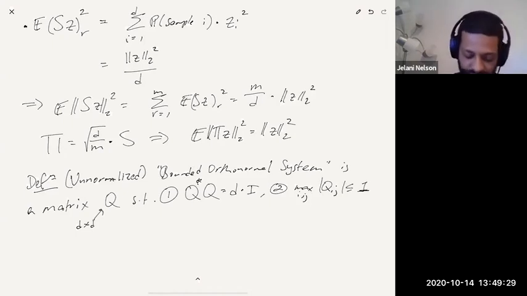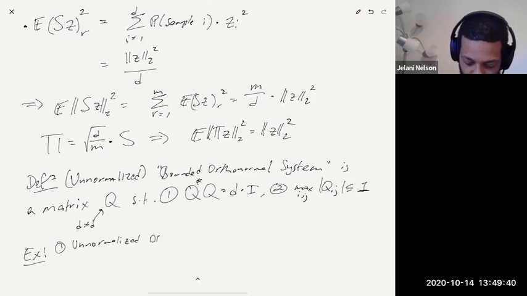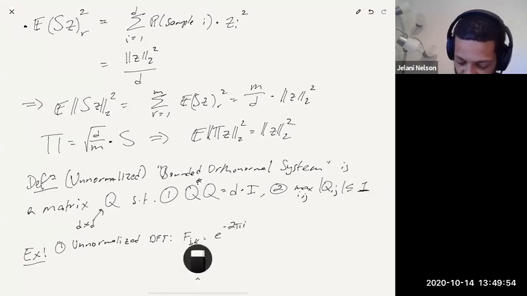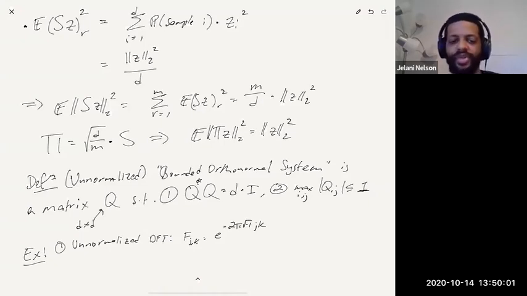Okay. So examples, one would be the unnormalized DFT. So let's say F_jk is equal to e to the minus 2 pi i jk, where i here is the square root of minus 1, just so that there's no confusion. Normally, if you want it to be orthogonal, you would have to divide by root d, but in the unnormalized version, I don't divide. So this does satisfy that Q star Q is D times the identity. And also all the entries are exactly 1 in magnitude.